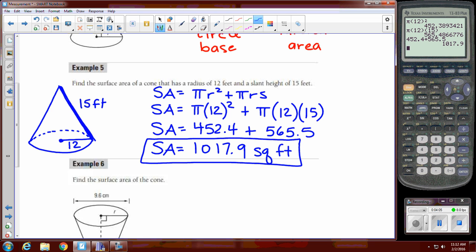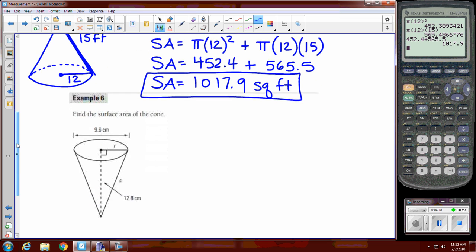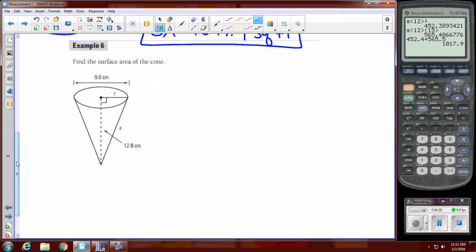So again, if we have the slant height, our job's pretty easy. If it told us our diameter, we're going to have to take half of it to find the radius. So you have to read the question and determine, does it want the whole surface area or just the lateral area? So let's look at this example. It says find the surface area of this cone. Now we need the slant height, we need the radius in order to find this.